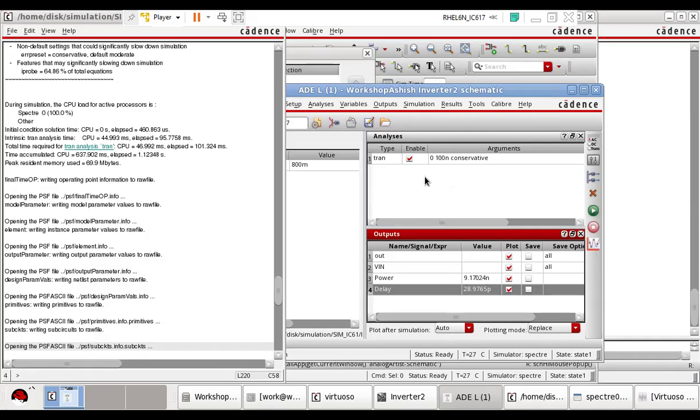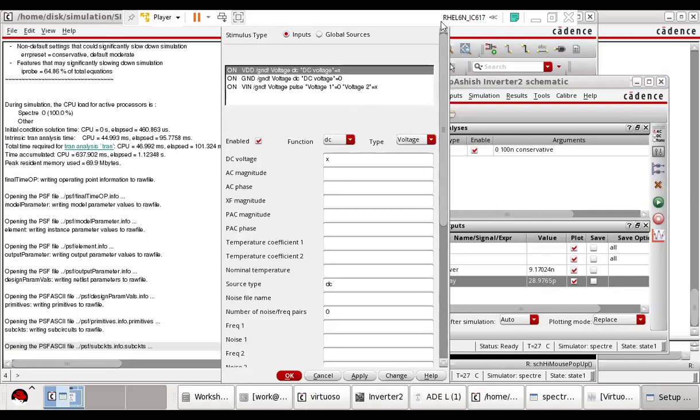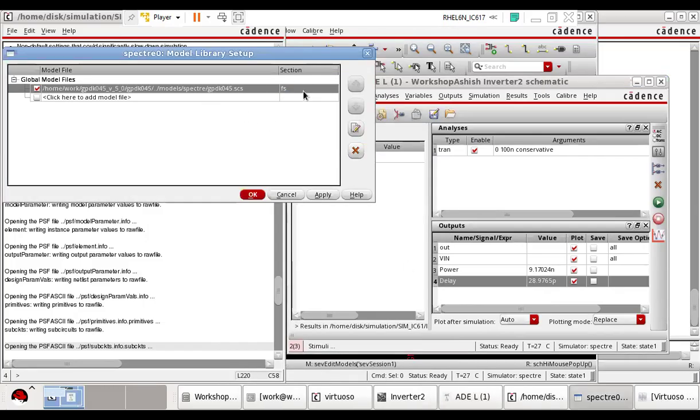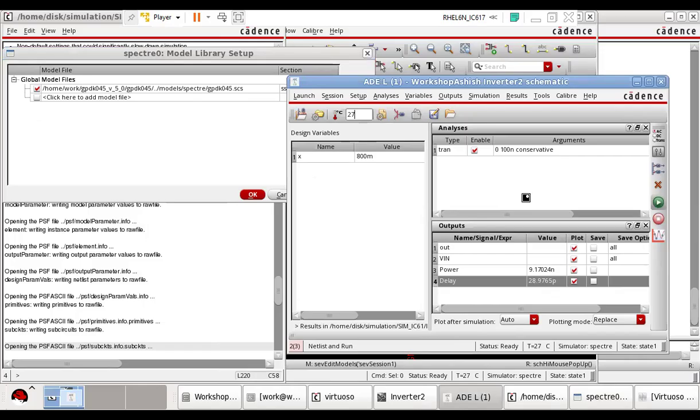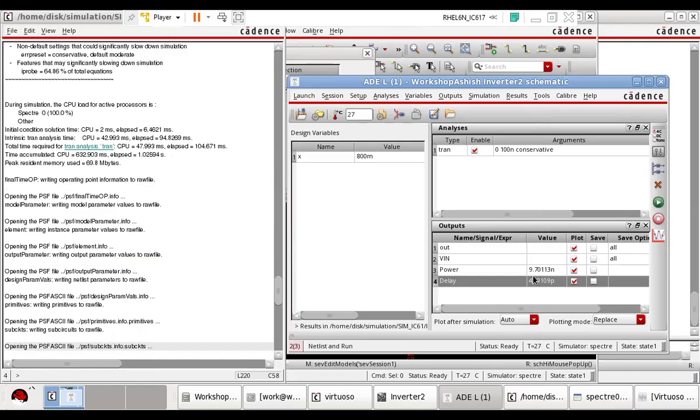Now the other analysis is the temperature. Now you see what the result is. You see the result on a particular process corner. This process corner is the FS process corner. Suppose there is an SS process corner, both are slow. Then what are the results? The results are 9.70 as power consumption and 42 picosecond as delay. Now, the temperature is 27 degrees Celsius.